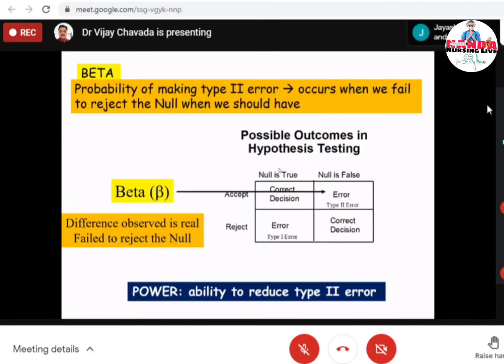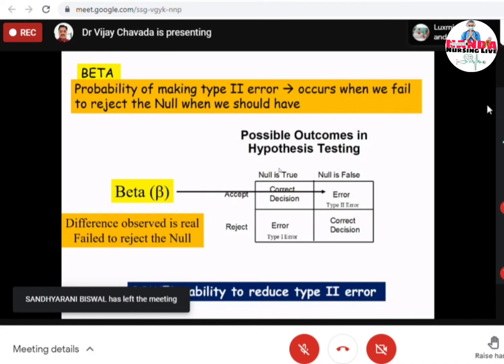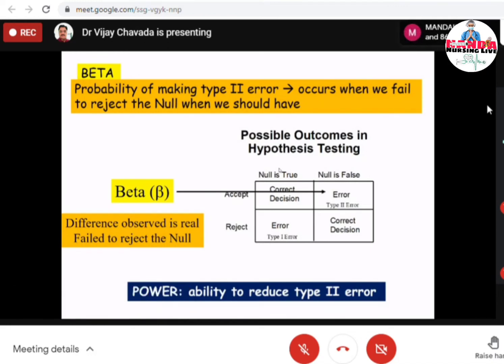Second thing is, after alpha, we need to understand beta. So the probability of making a type 2 error. Alpha is the probability of making a type 1 error. Beta is the probability of making a type 2 error. It occurs when we fail to reject the null when we should have rejected the null.